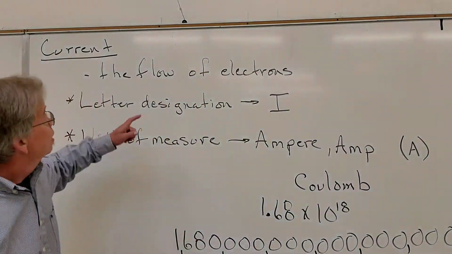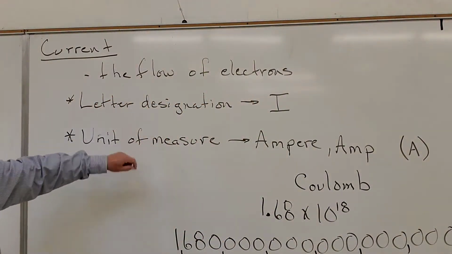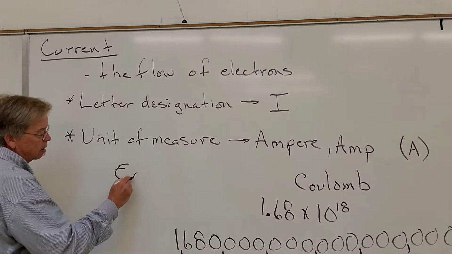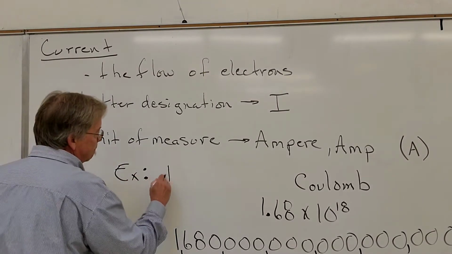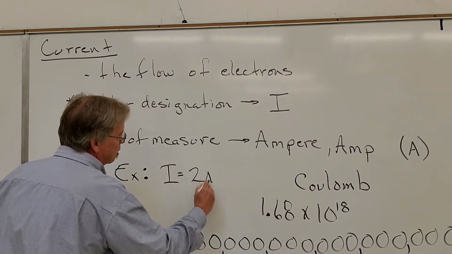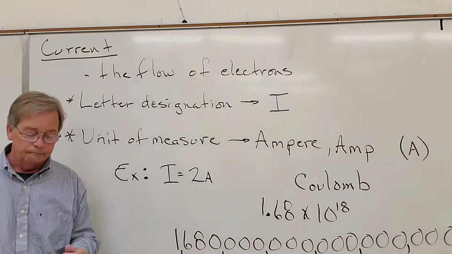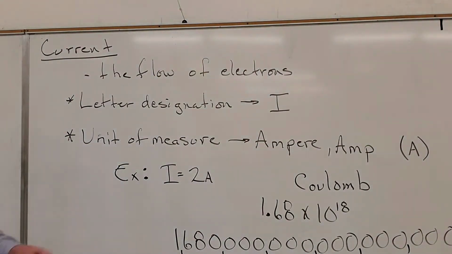So the flow of electrons, the letter designation is I, and the unit of measure is the amp, and you might see it written as the current I is equal to 2 amps. Unit of measure, letter designation. Okay? All right, get that. Don't really have to worry about the coulombs.